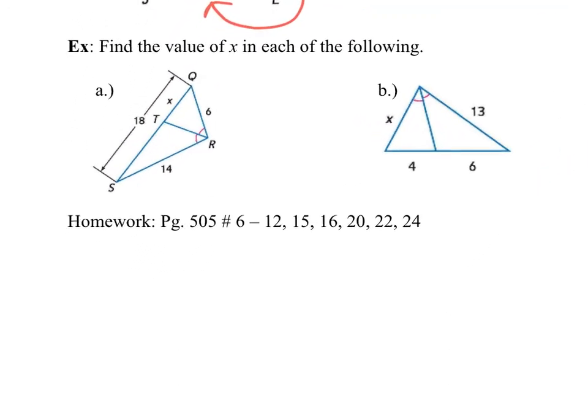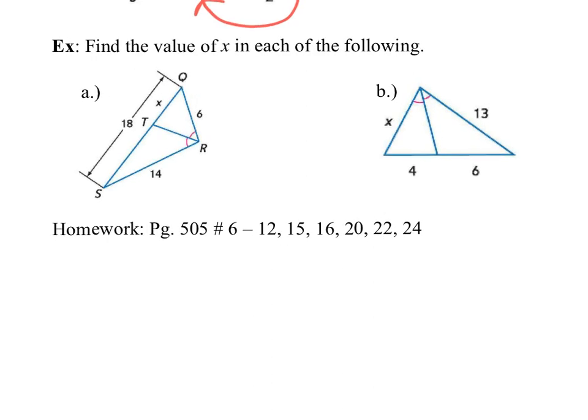Example A says to find the value of x in each of the following. Notice that we have an angle bisector. This segment RT is an angle bisector, so it's cutting the opposite side into segments that are proportional to the other two sides of the triangle. In other words, the ratio of x to 6 would be equal to the ratio of this piece right here. Now, we're going to have to write an expression for this piece in terms of x.